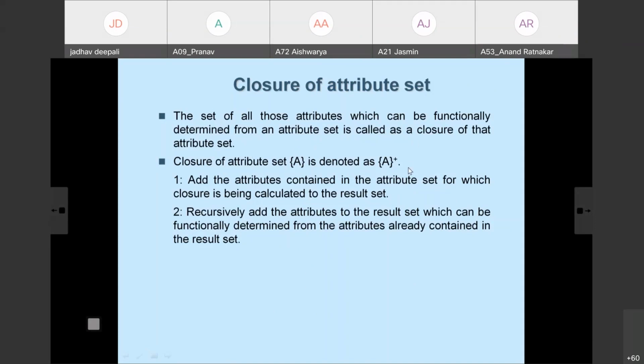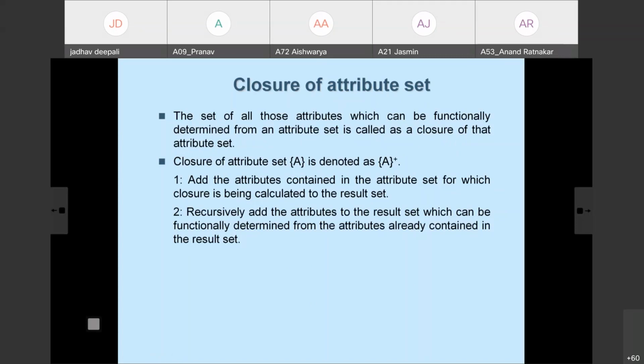It is very simple to identify the closure of attribute set. Now see what the rule is. The set of all those attributes which can be functionally determined from an attribute set is called the closure of that attribute set. I am reading again: the set of all those attributes which can be functionally determined from an attribute set is called the closure of that set. Now we need to identify the attributes which are determined from the given attributes.